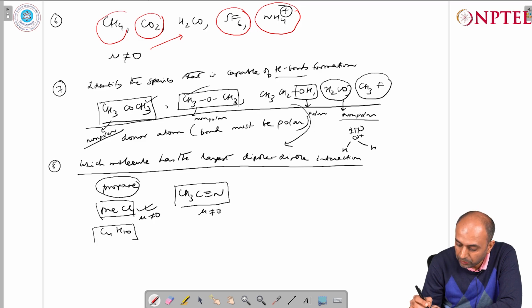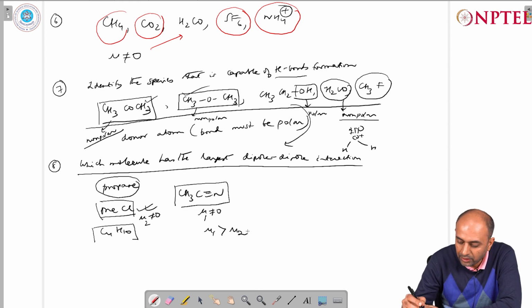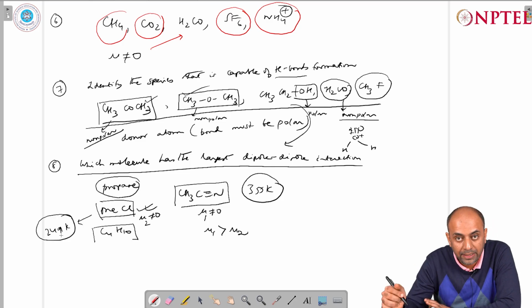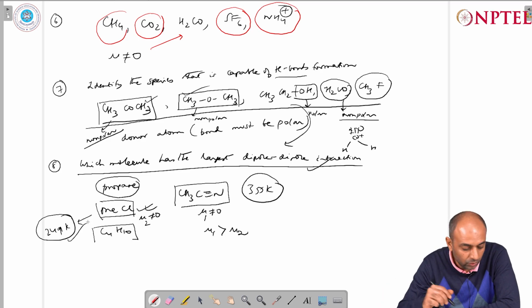So greater is the dipole moment, in this case mu1 is greater than mu2, and therefore this is reflected in the boiling point of the compound being greater because of the greater magnitude of dipole-dipole interactions. So the boiling point of acetonitrile is around 355 Kelvin, whereas for methyl chloride it is around 249 Kelvin. So because of the greater magnitude of dipole-dipole interactions, acetonitrile boils at a higher temperature compared to methyl chloride.